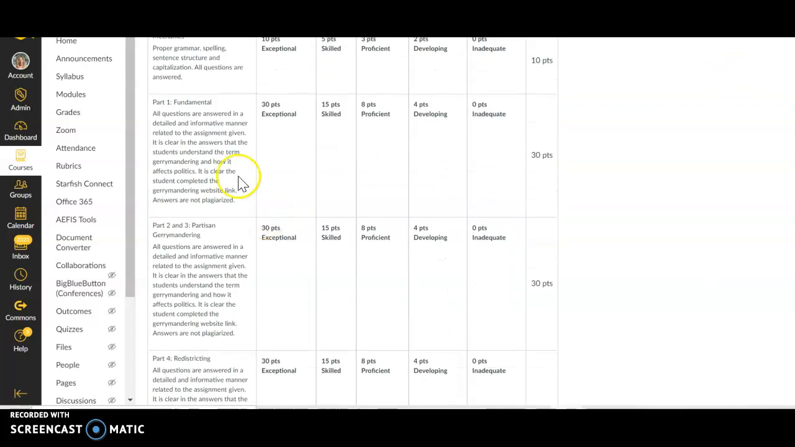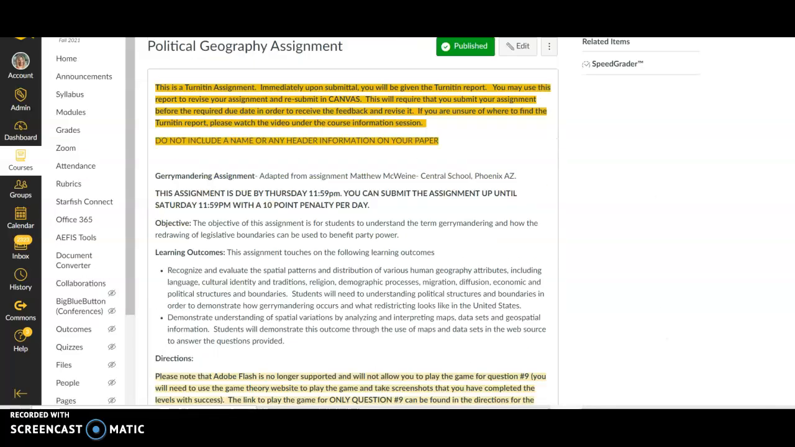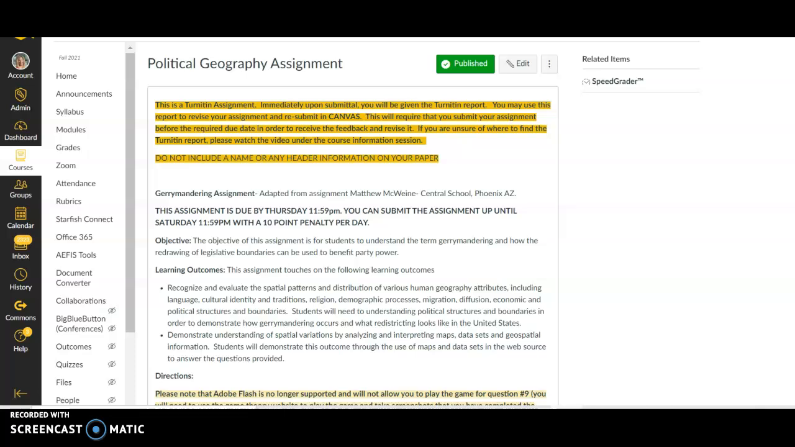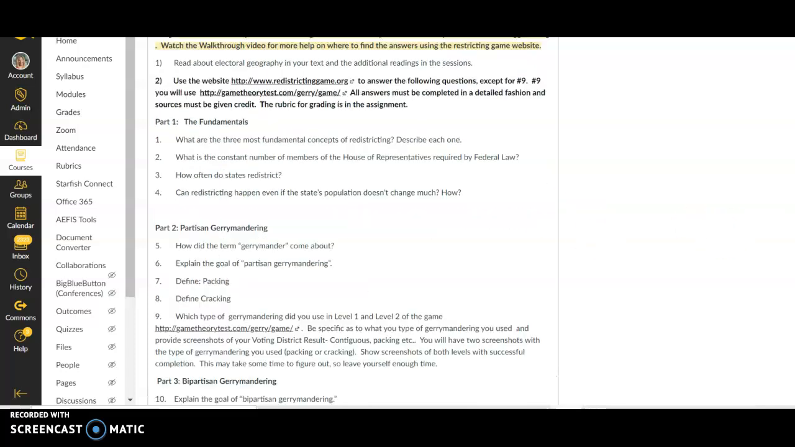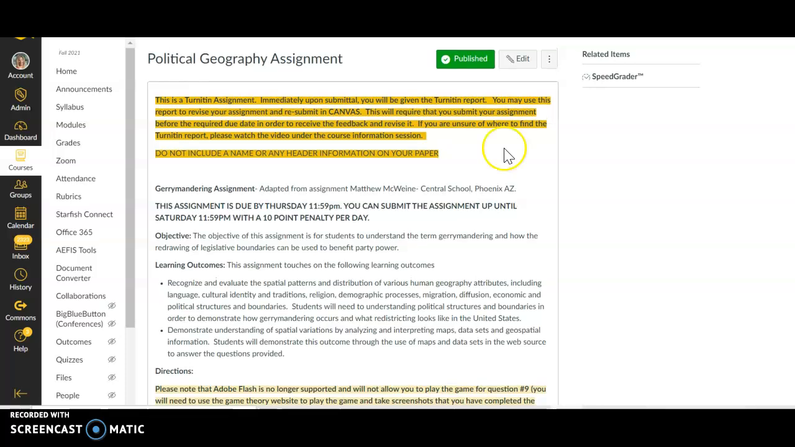You can see here how I'm going to grade you on this assignment. It's really important that you include those screenshots and that your 2 essays are meeting the word requirement and having sources as well. Again, if you have any questions, feel free to reach out, and I hope you learn more about the political process during this assignment.